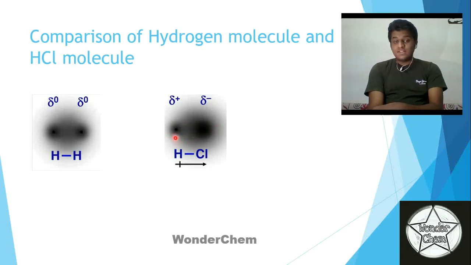Thus this molecule is polar. Hydrogen has not completely lost that electron. If it had lost that electron, I could have told this as a positive charge itself. But here I mention it to be delta positive, that is a small positive charge. And chlorine has got a slightly negative charge.